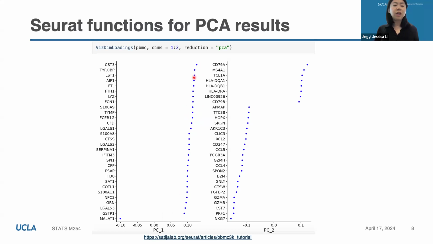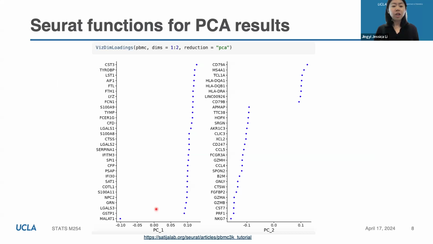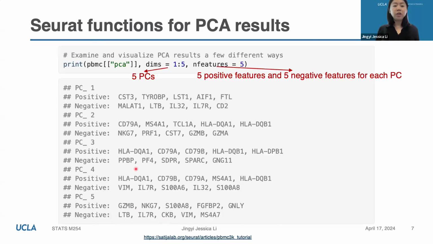TYROBP, second largest. LST1, AIF1, FTL. Top 5, let's go back. These are exactly the 5 genes here, the 5 genes with the largest loadings. But here, negative loading, it only shows 1 gene, MALAT1, which is here.